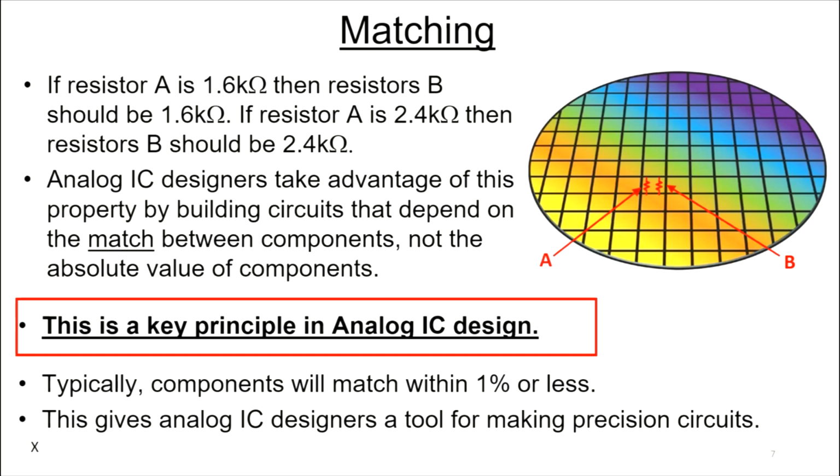Typically, components will match within 1% or less. This gives the analog IC designers a tool for making very precise circuits.